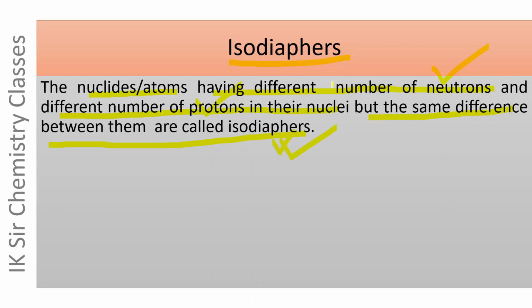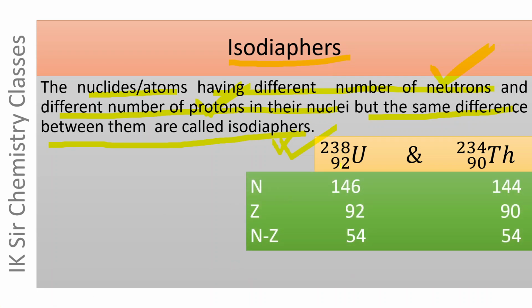The nuclides or atoms having different numbers of neutrons and different numbers of protons, but the same difference between them, are called isodiaphers. Let us see it with an example. U-238 and thorium-234. It contains 238 minus 92, that is 146 neutrons. Here also, the number of neutrons is 234 minus 90, that is 144.